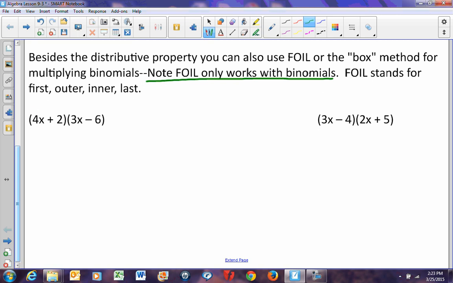So FOIL says you take your first terms. Those are my first terms right there. That's the F part.